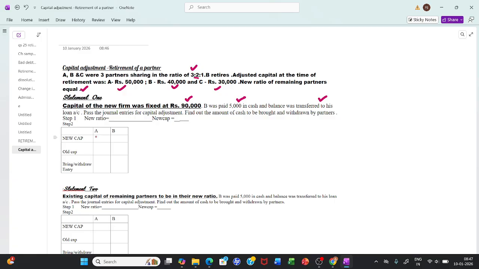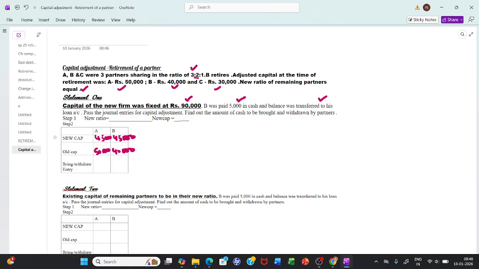So they are sharing it equally, so each one's capital is 45,000. A's capital 45, B's capital 45. What is their old capital? 50,000 and 40,000.